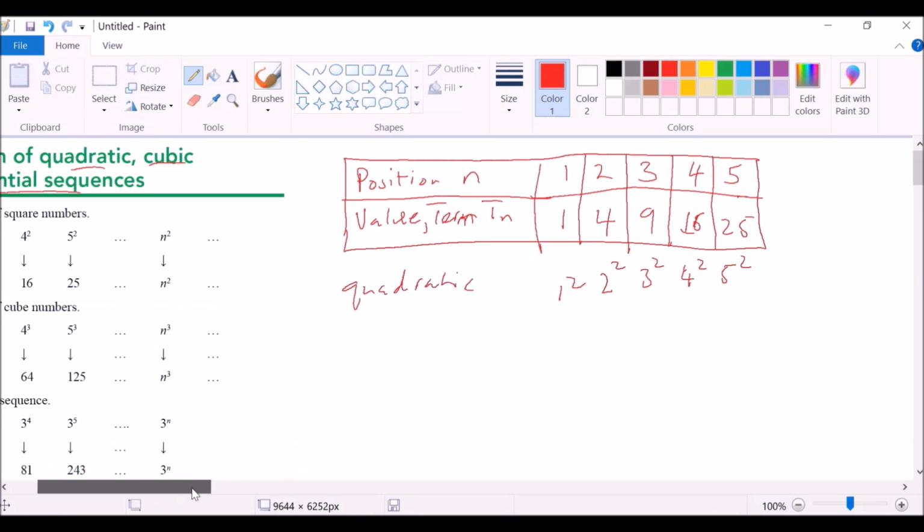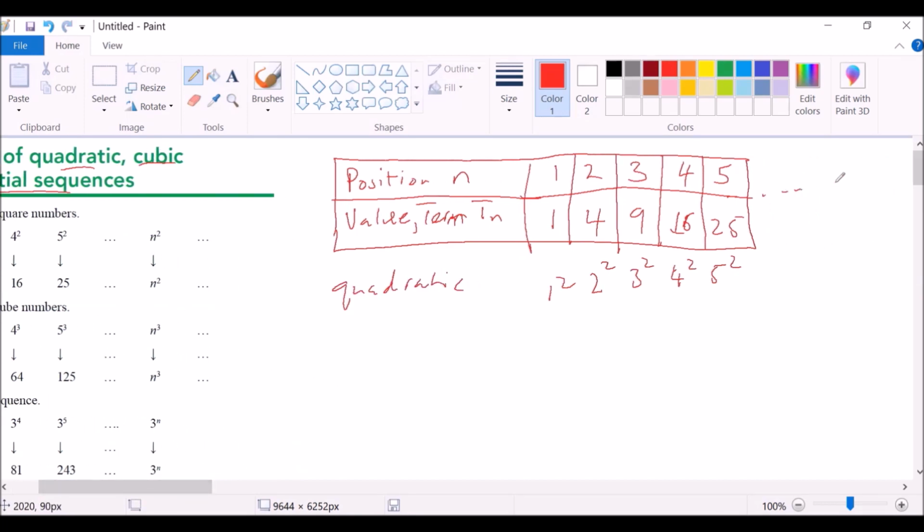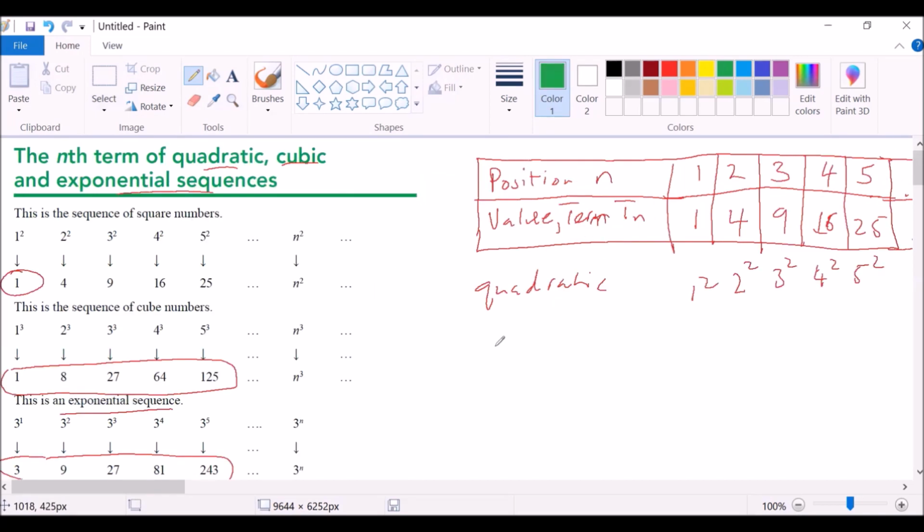So directly taking from the position, we can see that this is the square of the position. For any position, even if we go up to position 100, this will be 100 squared for the term. So the formula for the nth term of this quadratic sequence is Tn equals n squared. What are we saying? We're taking the position and squaring it to get the term. If we square 1, we get 1. If we square 2, we get 4. If we square 3, we get 9, and so forth.